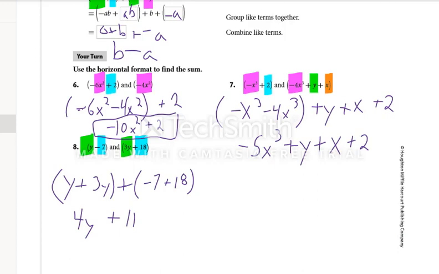Okay, I've highlighted the like terms, group them, add them together. Negative 6x squared minus 4x squared. Add those two coefficients together, you get negative 10. So negative 10x squared plus 2.